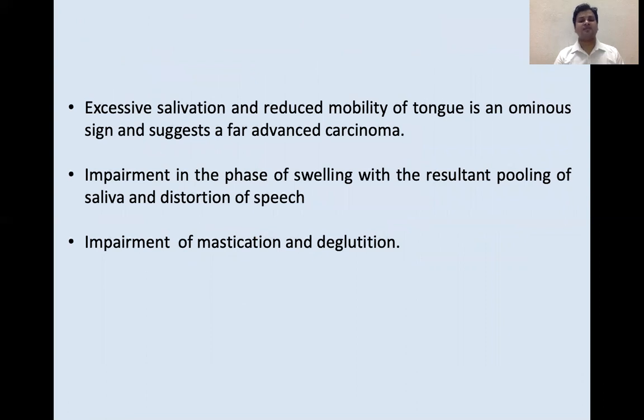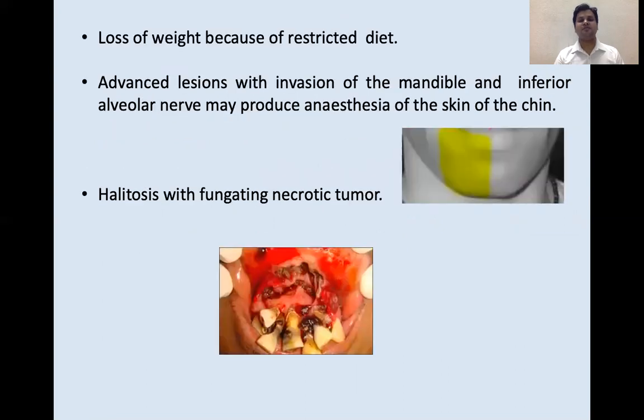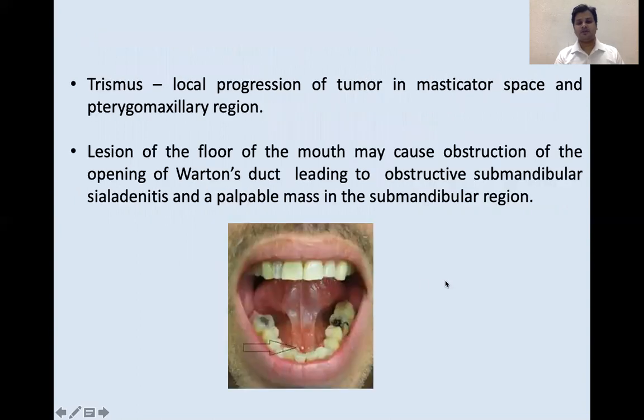Excessive salivation and impairment in the phase of swallowing will result in pooling of saliva and distortion of the speech of the patient. Impairment of mastication and deglutition. Loss of weight because of restricted diet. Advanced lesions with invasion of the mandible lead to paresthesia, producing anesthesia of the skin of the chin. Halitosis with fungating necrosis, as you can see in the second picture.